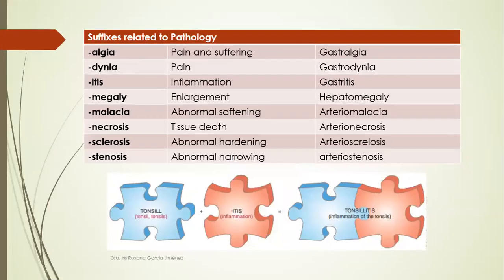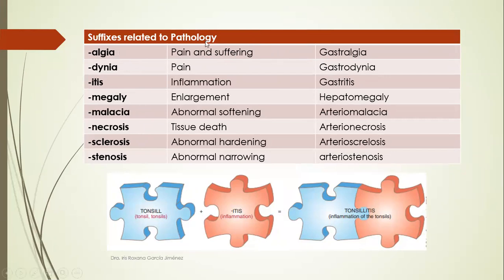Now we have suffixes related to pathology. For example, algia, pain and suffering. Example, gastralgia. And then we have all this chart, the most common ones: dynia, itis, megaly, malacia, necrosis, sclerosis, stenosis.